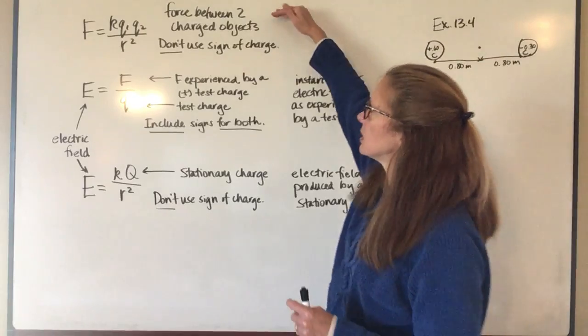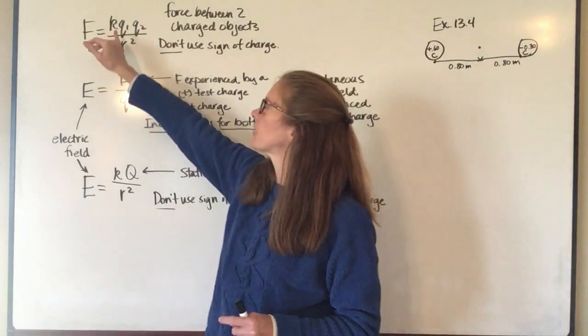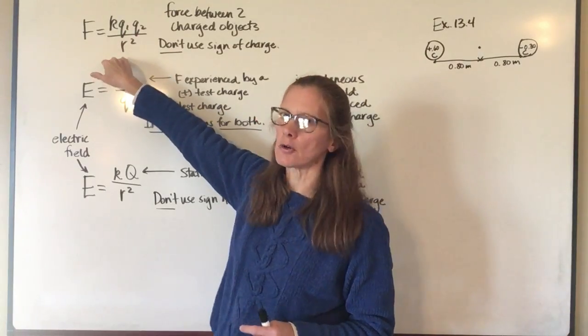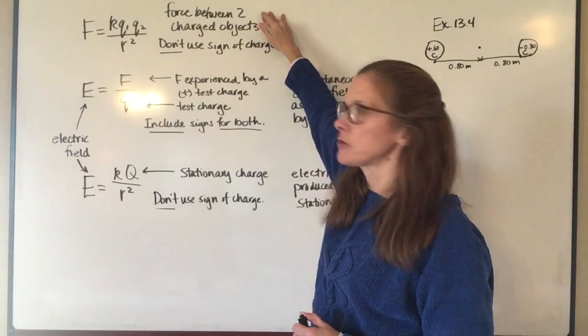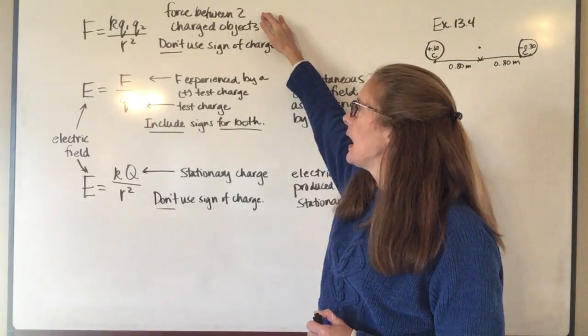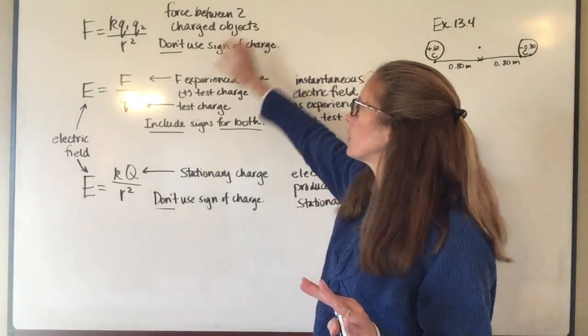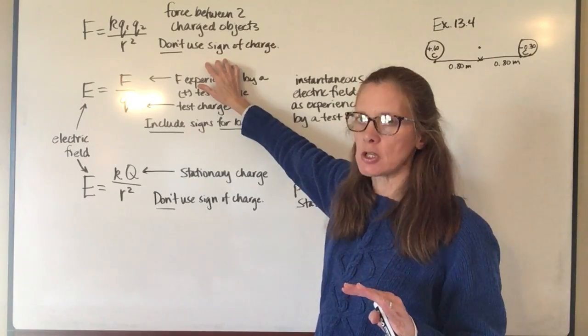This first one is Coulomb's law, which we've already been using quite a bit. F equals K times Q1 times Q2 over R squared. This equation is used to calculate the electrostatic force between two charged objects. And we have said before that we don't use the sign of the charge when we're using this particular equation.